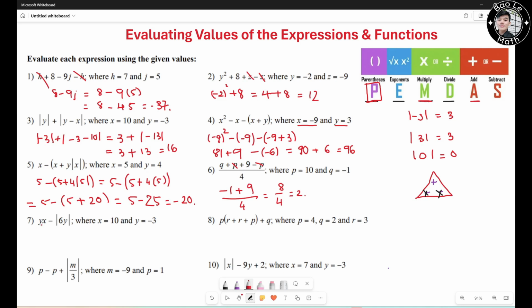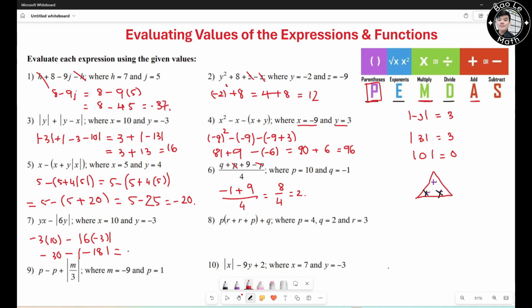Now, this one, x equals 10, y equals negative 3. So, negative 3 times 10 minus absolute value of 6 times negative 3. Alright, negative 3 times 10 is going to be negative 30, right? Now, subtract 6 times negative 3 is going to be negative 18.